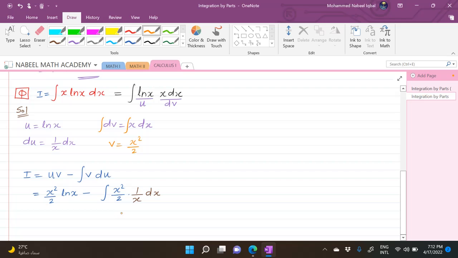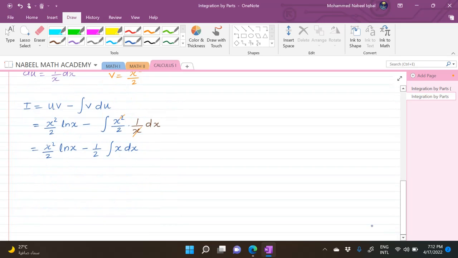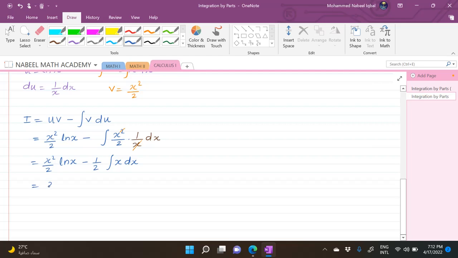So you can simplify this one. Here x with the x cancels. What are the remaining things? So here you will have x squared over 2 ln x minus 1 over 2, which is a constant, I will take it outside the integral. The remaining thing in the integral is only x dx. Now you can easily integrate this one, which is x to the power 2 over 2 plus c. The final answer, you have to multiply. So the answer will be x squared over 2 ln x minus x squared over 4 plus c. So this is the final answer.